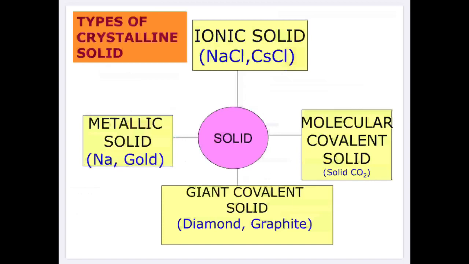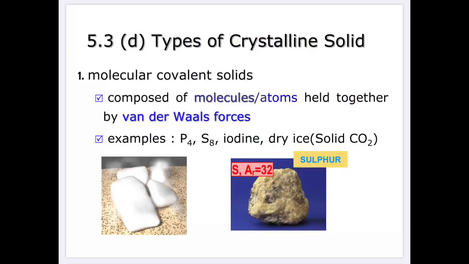Crystalline solid can be divided into 4 groups, which are ionic solid, molecular covalent solid, giant covalent solid, and metallic solid. The first one is molecular covalent solids. They are composed of molecules or atoms held together by van der Waals forces. Examples are P4, S8, iodine, and dry ice, which is actually solid CO2.